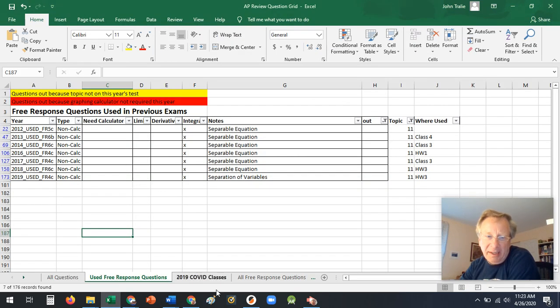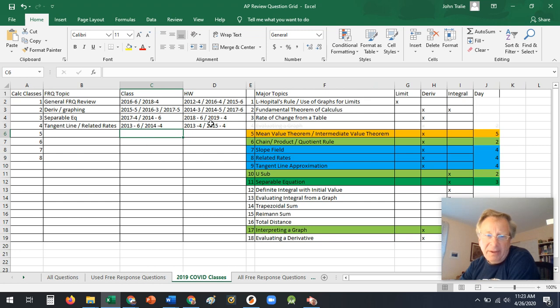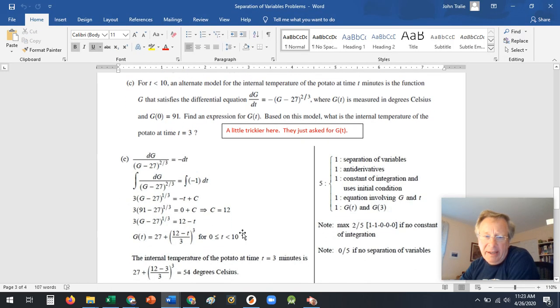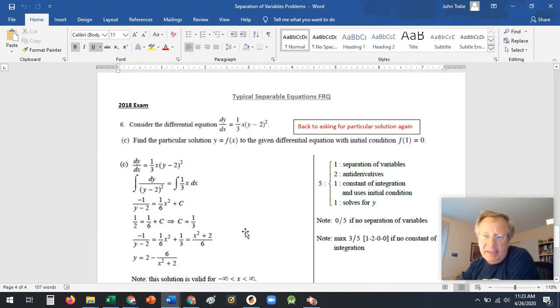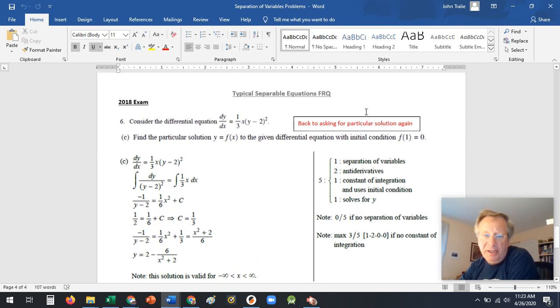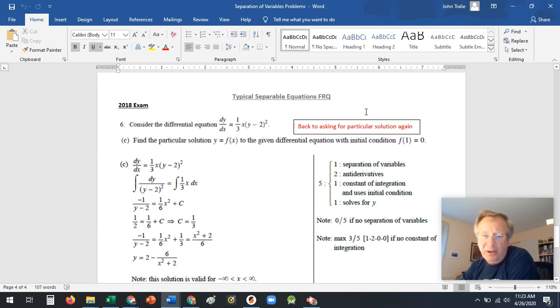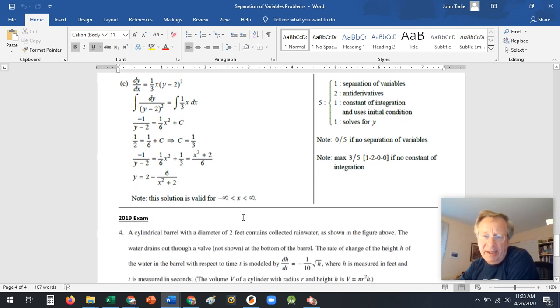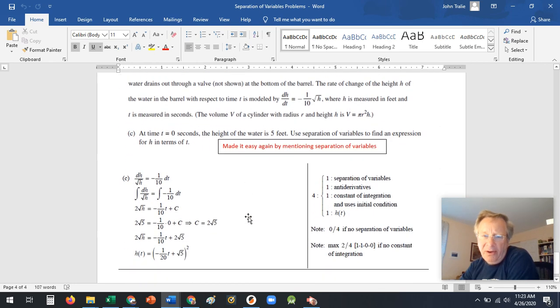I'm trying to remember which ones I gave for homework tonight. 2018 and 2019, 6 and 4, so they'll be showing up in a second. Okay. So I'll walk through this one in class. Okay, here they talk about the particular solution. They give you an initial condition. Okay, this is one of the homework problems. Okay, and this is the other homework problem where they talk about separation of variables.